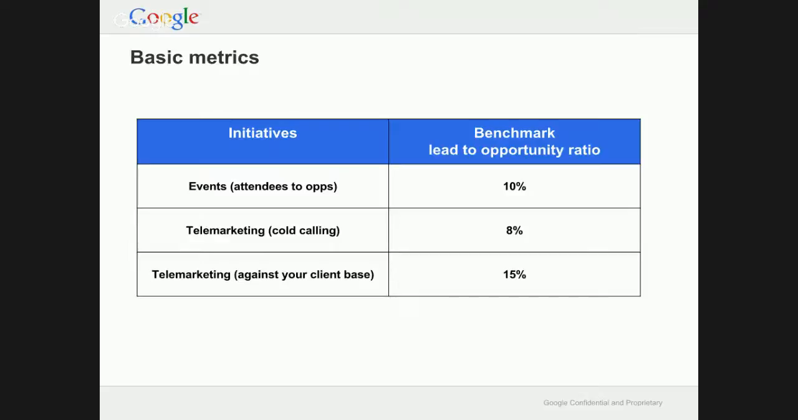Cool. Initiatives, events, attendees to ops. That's normally the ratio, but don't take too much into that. So basically, they're telling you from events, from attendees to ops, you've got a 10%. So say 10 people attend, 1 person will be an opportunity. When you do cold calling, every 8%, etc., etc.